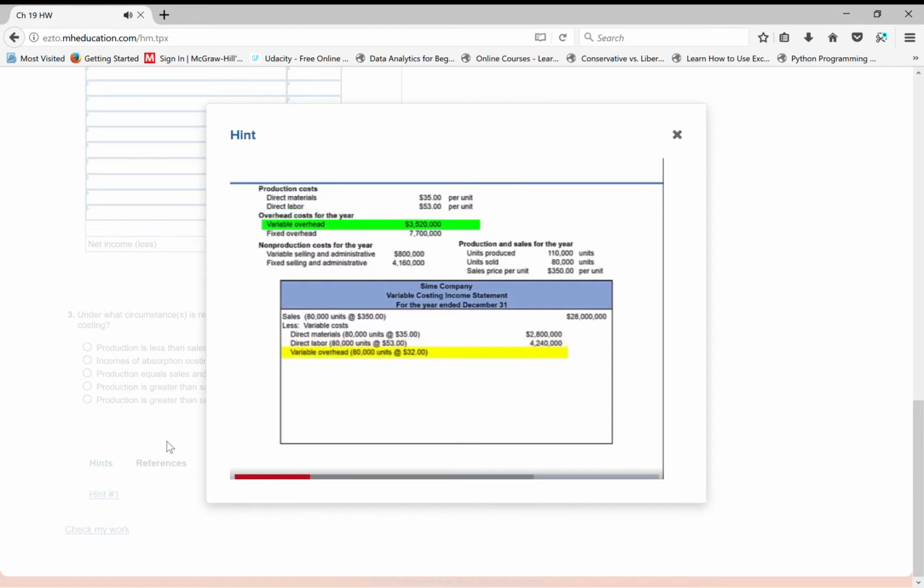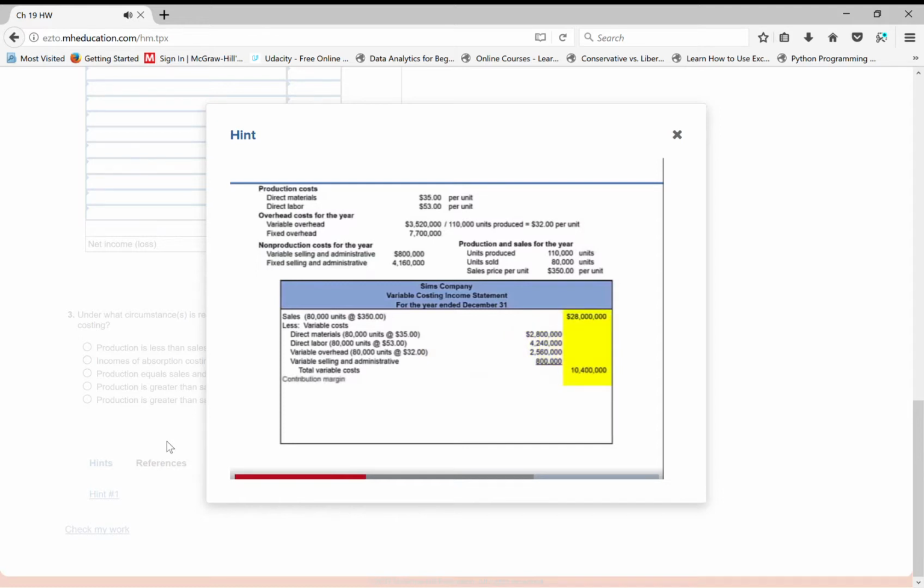$4,240,000. Variable overhead, 80,000 units at $32 per unit, calculated by taking the variable overhead, $3,520,000, and dividing by the 110,000 units produced. Total variable overhead, $2,560,000. Variable selling and administrative expenses, $800,000, for total variable costs of $10,400,000.